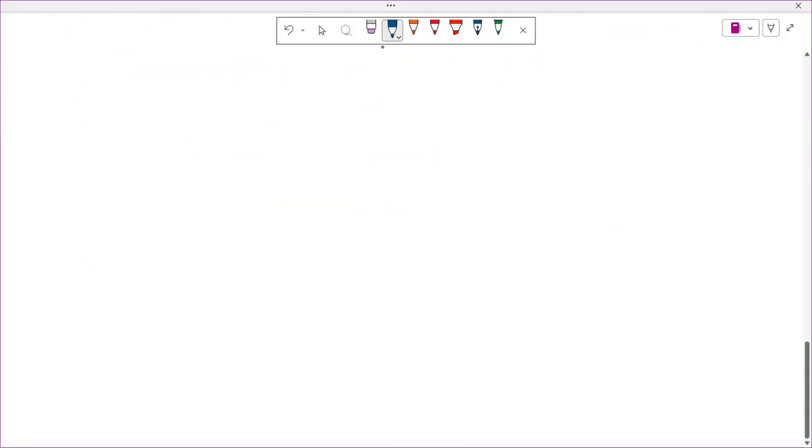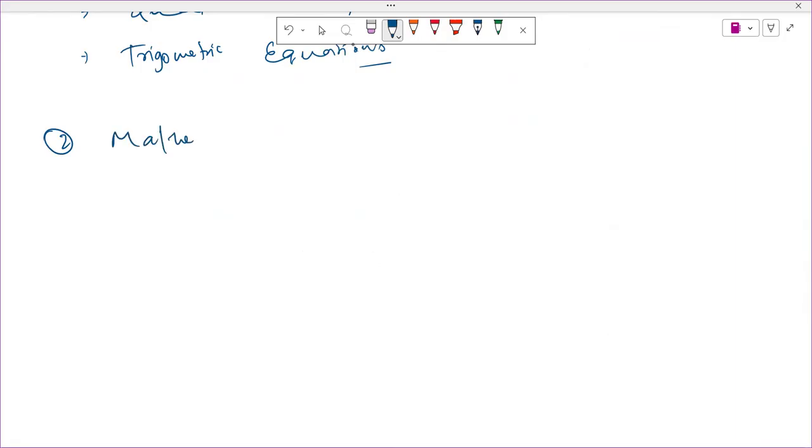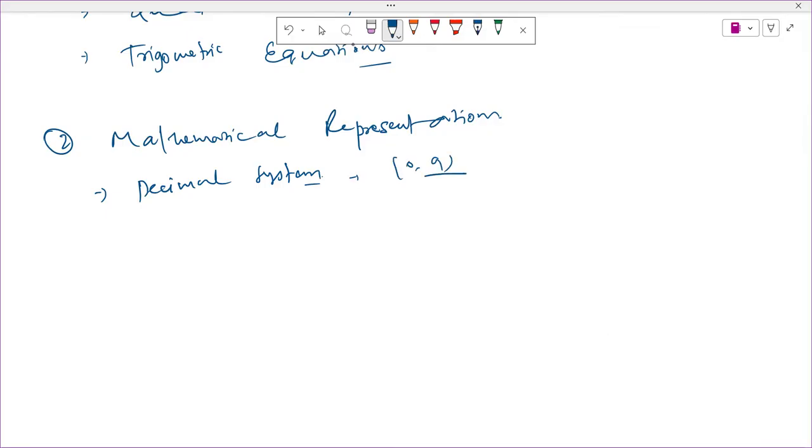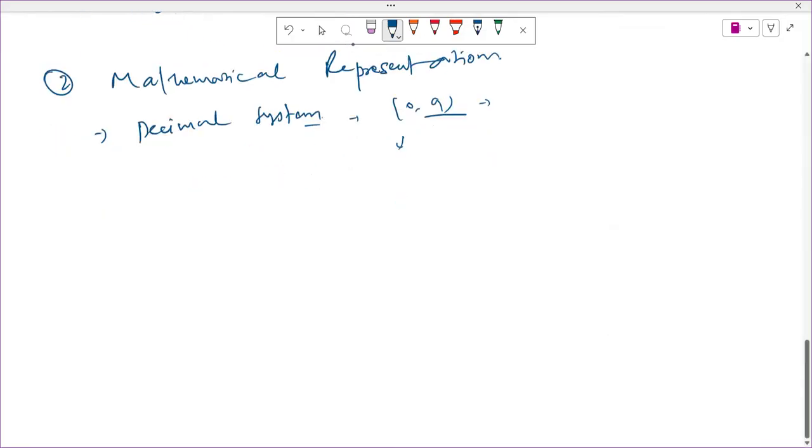The next step is mathematical representation. What exactly is this? For example, let's say we have a decimal system. It's nothing but a set of 0 to 9 digits, and using this you can write any number. Now when you have a number, you can represent it in different ways.